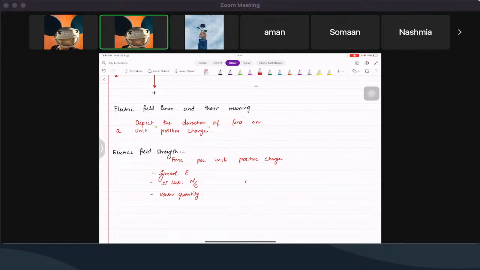So the electric field strength formula is written as E equals F upon Q, where E basically means electric field strength, F is the force, and Q is the unit charge. Is it clear, everybody? All right.